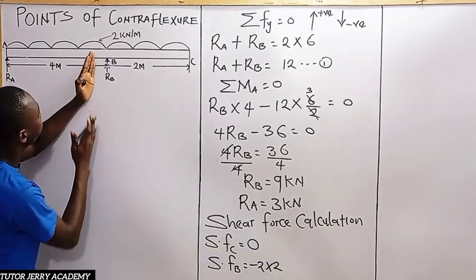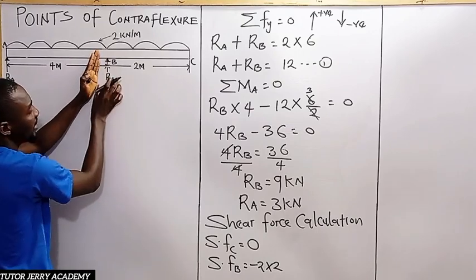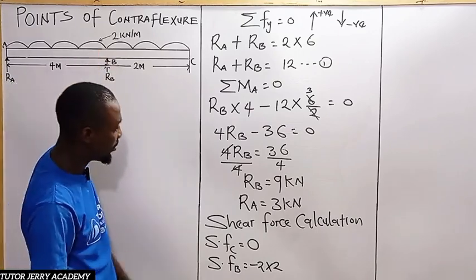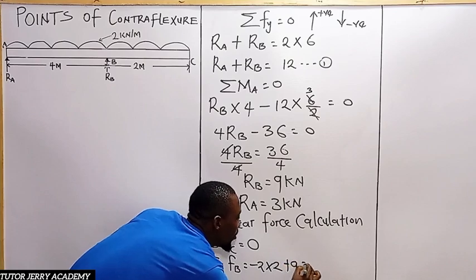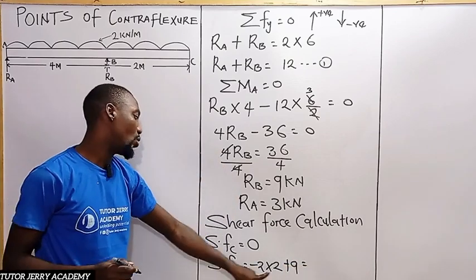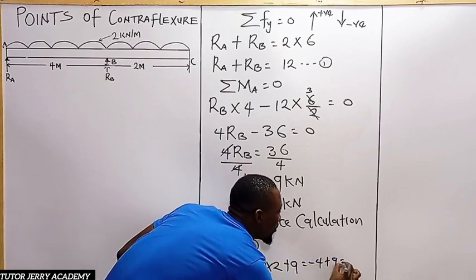Now, don't forget again, at point B we are having an upward force. That is the reaction at B, which is 9. So if you do this, minus 2 times 2 is minus 4, plus 9, which is going to give us 5.